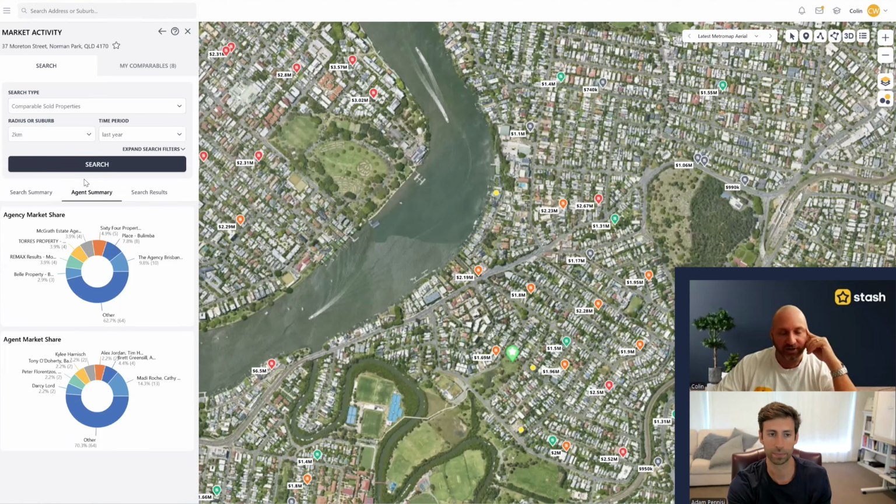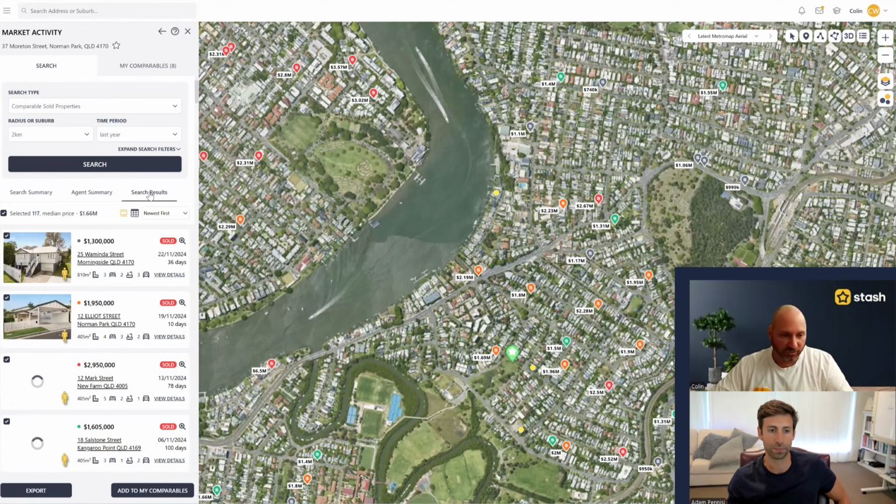The agents: which agent should I be speaking to if I'm trying to build some relationships? So here's the agents. This one crosses over to New Farm, so you're going to have those ones over there. It just gives you that data: which offices, which agents should I be connecting with? And then you've got your search results there as well.